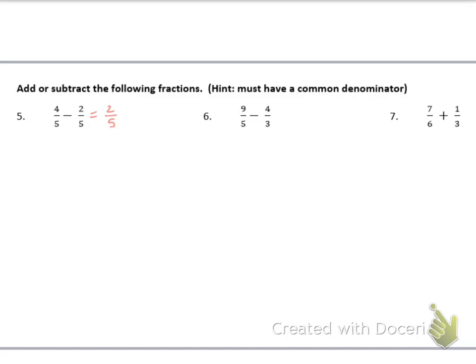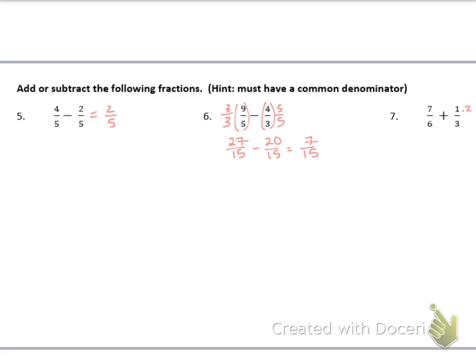My next one, I could get them both to be 15, so I'd be multiplying this one by 5 over 5, and I'd be multiplying this one by a form of 1, so 3 over 3. So I would get 27 over 15 minus 20 over 15. If I subtracted, I would get 7 over 15. We're multiplying by a form of 1 on top and bottom so that we get that common bottom.